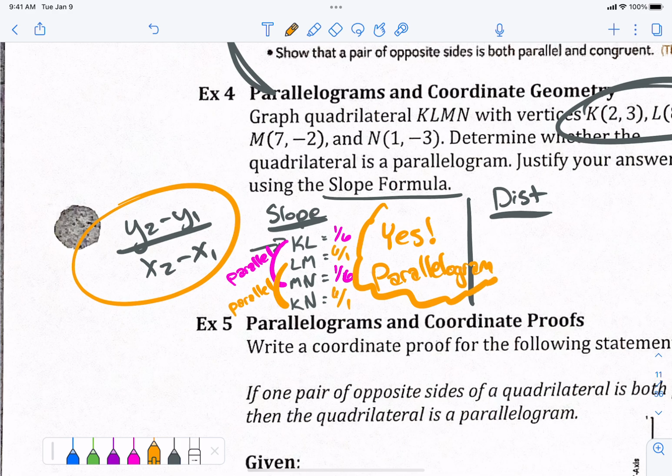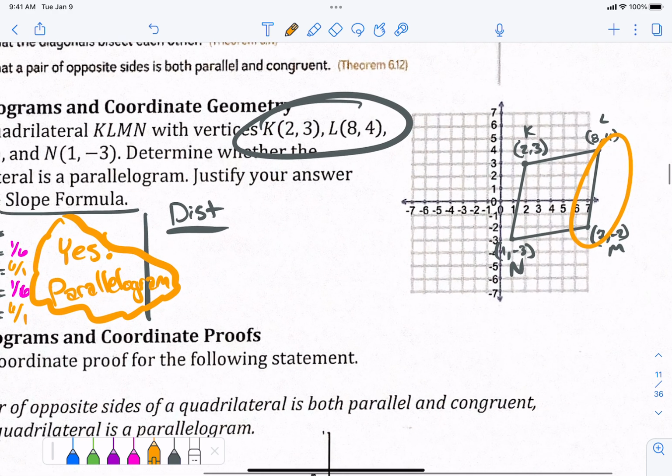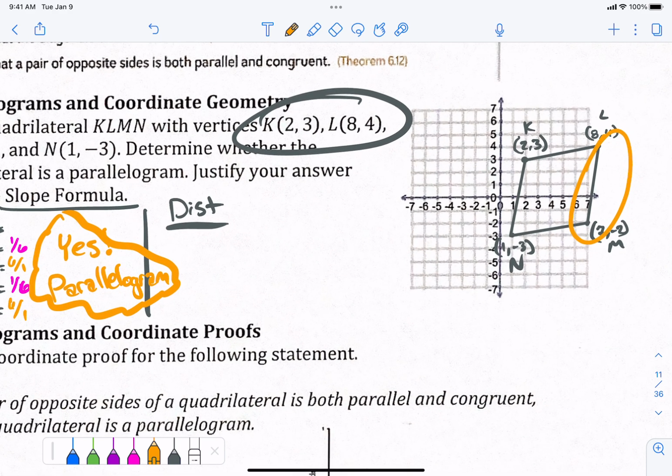Yes, it's a parallelogram. Now let's say instead they say, I don't want you to use slopes. I want you to use distances instead. So let's do the distances: KL, LM, NM, and KN. We got to do the distances of these.